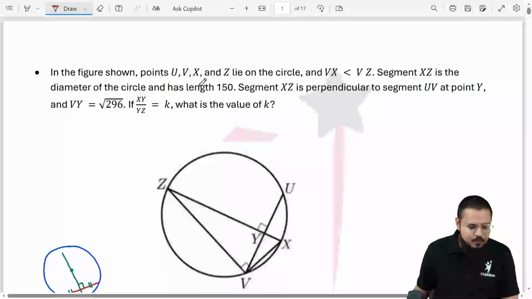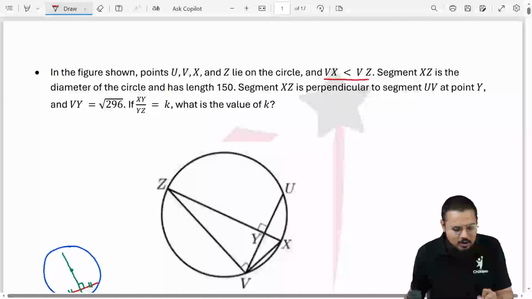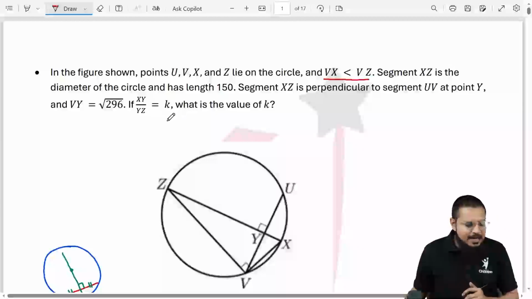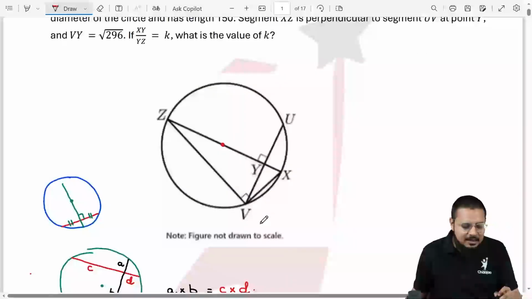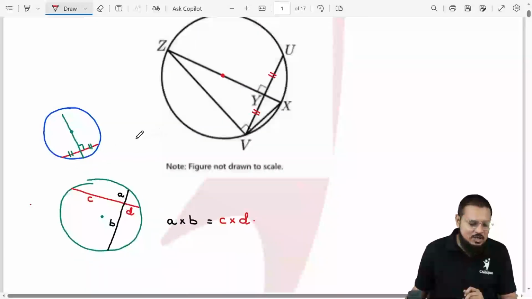In the figure shown, U, V, X, and Z lie on the circle, and there's some specific information given to you about VX and VZ. Now segment XZ is the diameter of the circle. So when the question says that this is my diameter of the circle, obviously a diameter always passes through the center. So this is a line coming from the center, passing through the center of the circle. And you can see it's bisecting your chord VU at an angle of 90 degrees. It's hitting your chord VU at an angle of 90 degrees, which automatically means that this length should be equal to this length as per the first property that I just discussed with you.